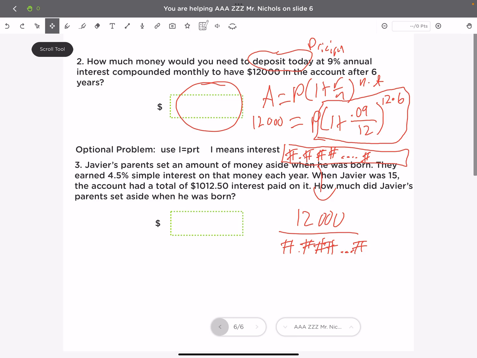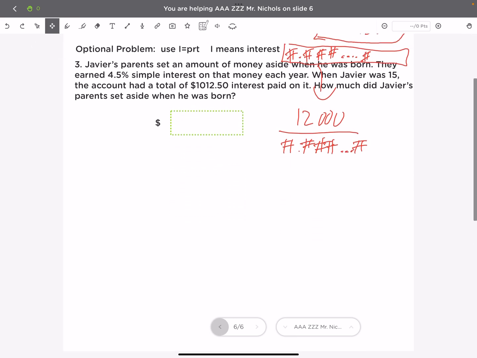All right. For the second problem, Javier's parents set an amount of money aside when he was born. They earned 4.5% simple interest on that money each year. When Javier was 15, the account had a total of $1,012.50 interest paid on it. How much did Javier's parents set aside when he was born?